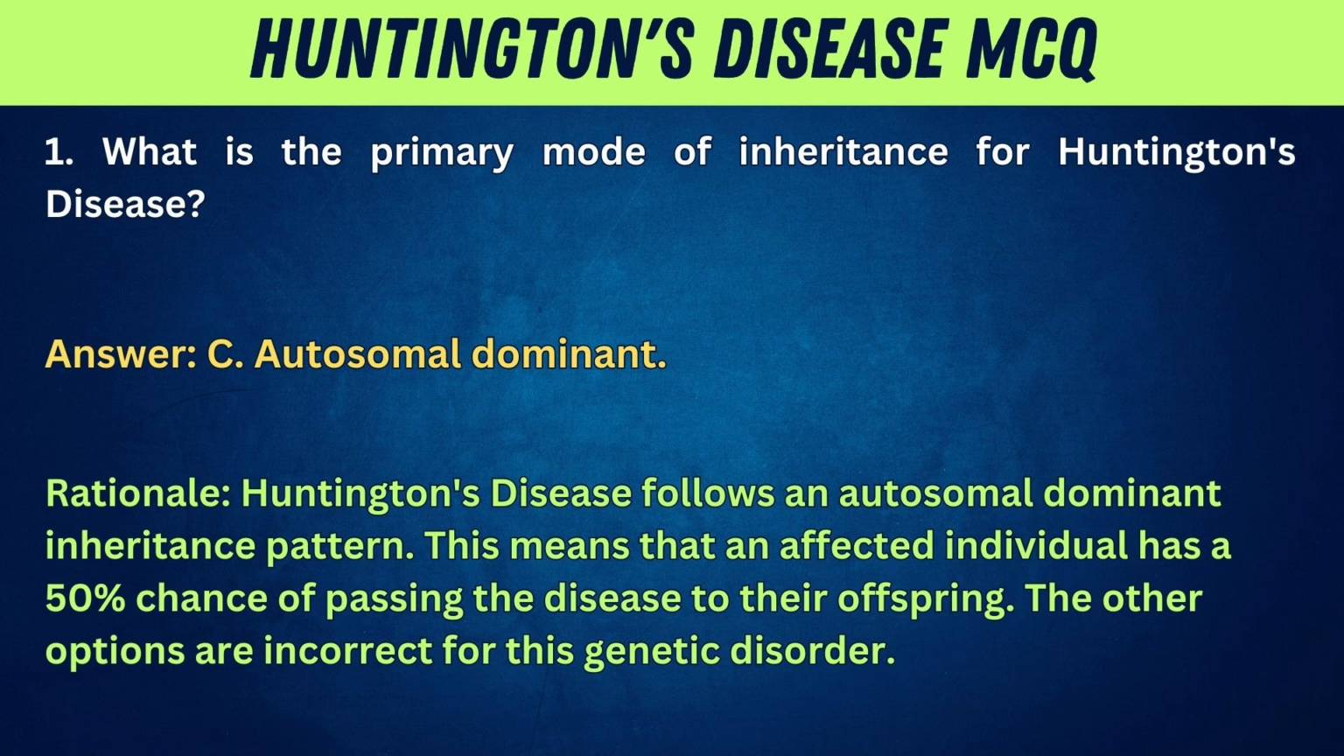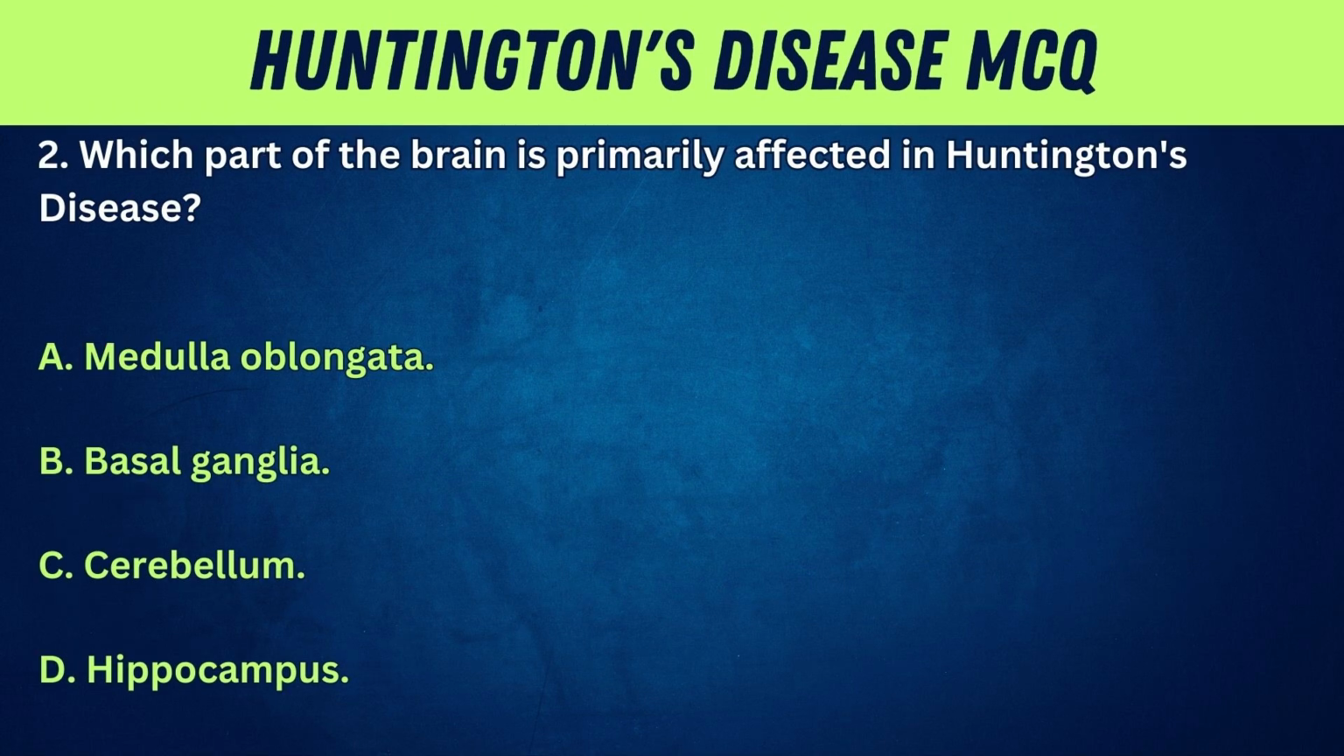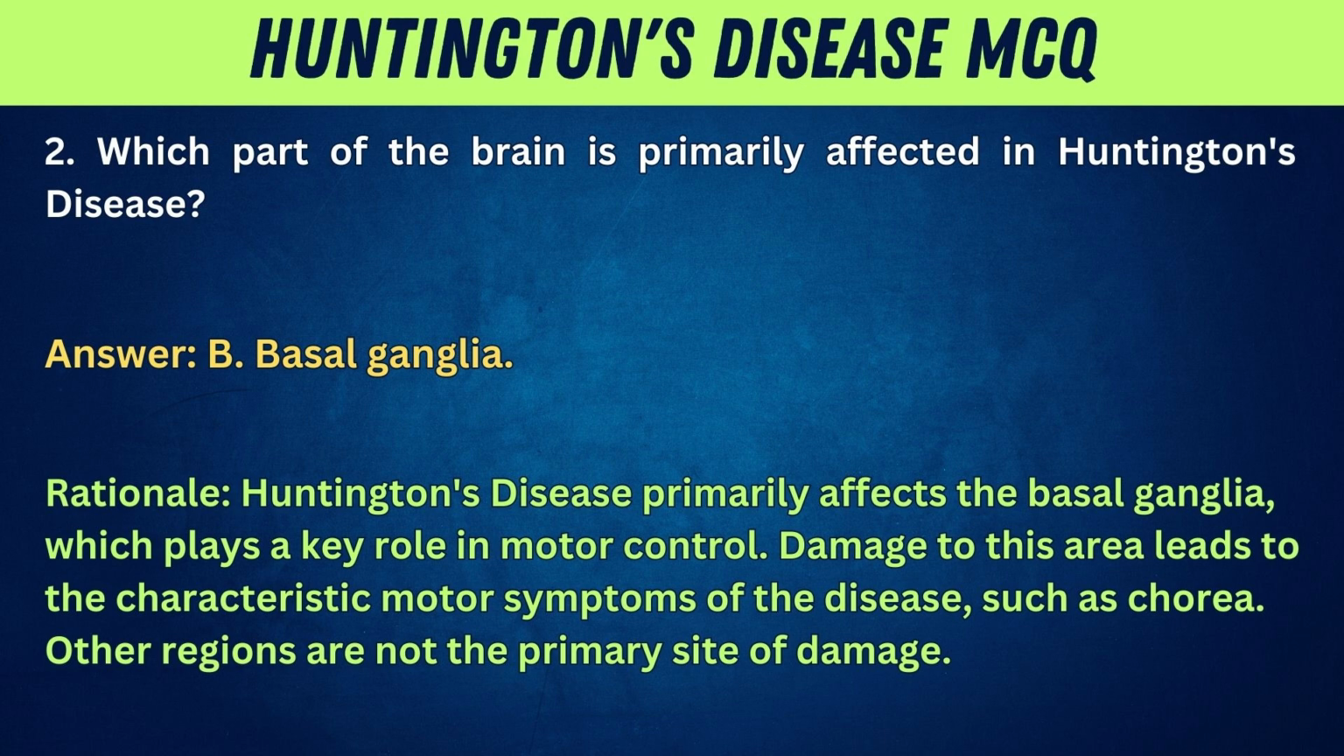This means that an affected individual has a 50% chance of passing the disease to their offspring. The other options are incorrect for this genetic disorder. 2. Which part of the brain is primarily affected in Huntington's disease? A. Medulla oblongata. B. Basal ganglia. C. Cerebellum. D. Hippocampus. Answer: B.